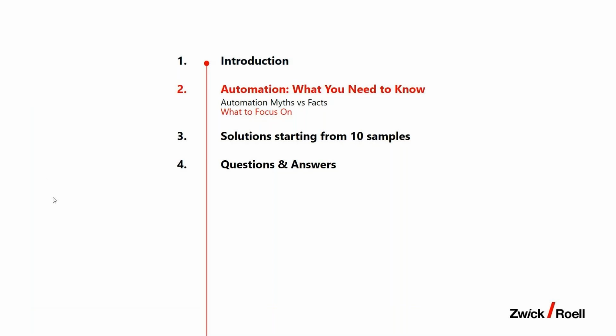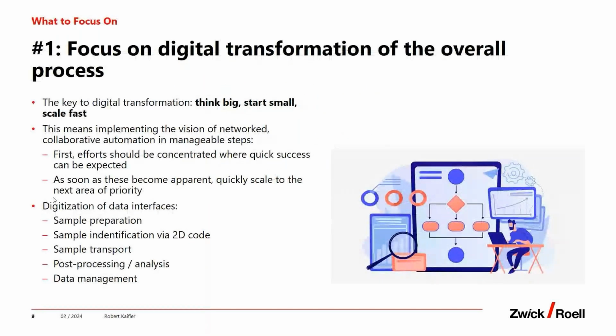All right, what to focus on? So now we are coming from the myths versus the facts to what to focus on. If you're doing an implementation of a robotic system, our experience is, I think I got 4 or 5 points, what to focus on. Focus on the digital transformation of the overall process. So at the end, the automation we are delivering is giving a certain range of jobs to do. On the other hand, there are also parts of the whole process which are currently manual.